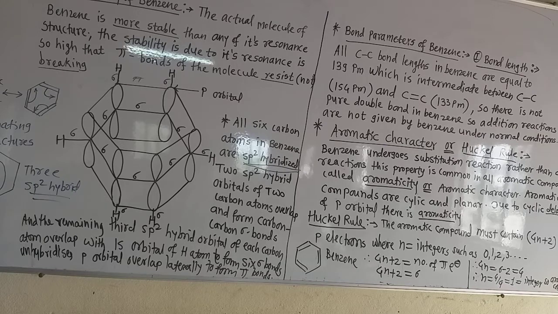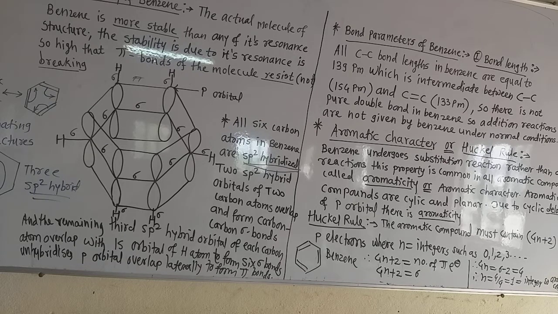There are totally 6 sigma bonds between the carbon atoms, and the remaining sp2 hybrid orbital of each carbon forms a sigma bond with the 6 hydrogen atoms. Now this is the structure of benzene. The actual molecule of benzene is more stable than any of its resonance structures, because the stability due to resonance is so high that the pi bonds of the molecule resist breaking. That means there is no breaking of the benzene ring.